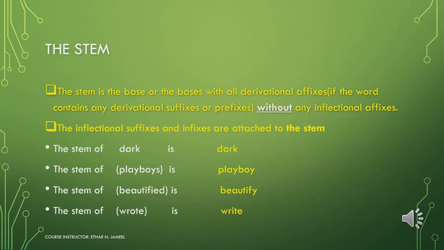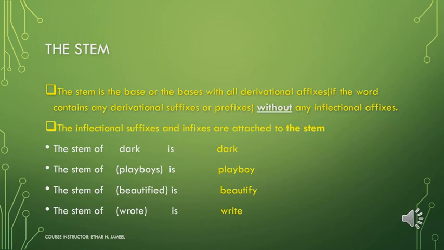And if we have two bases, the two bases with the derivational affixes in that word, this is the stem, without any inflectional affixes. The most important condition for the stem is that it doesn't contain any inflectional affix, because the inflectional affixes are added later to the stem. So the stem consists of the base or the bases with the derivational affixes, without inflectional affixes. Let's have examples.